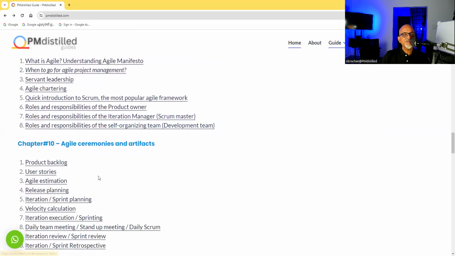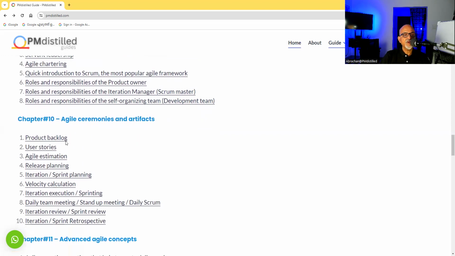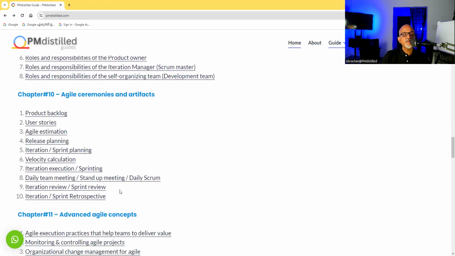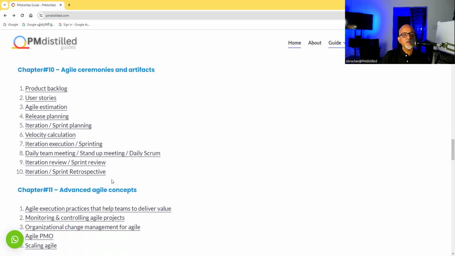Then chapter 10 focuses on agile ceremonies and artifacts like what is a product backlog, what is a user story, agile estimation, and iteration and sprint planning, velocity calculations, iteration executions, or rather sprinting, then daily team meeting or the daily scrum, then iteration review and sprint reviews and iteration or sprint retrospectives.